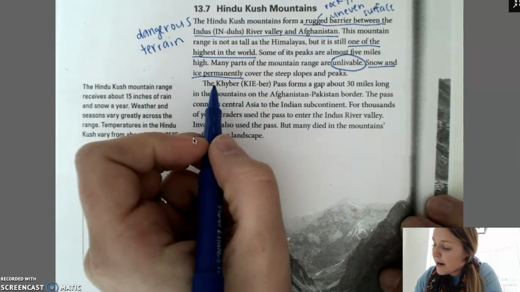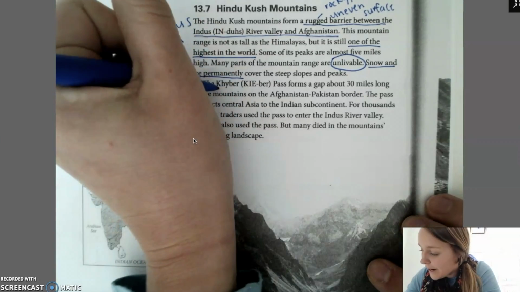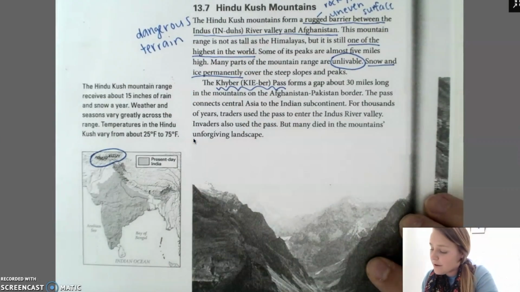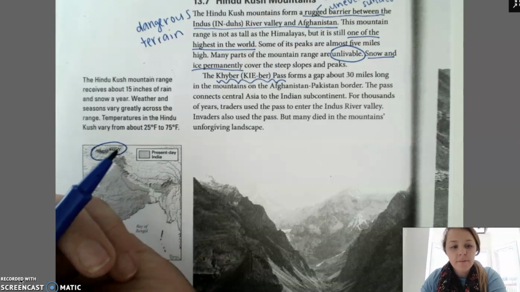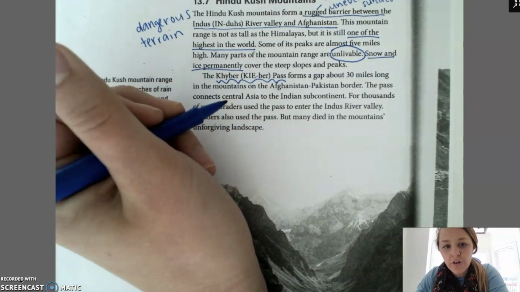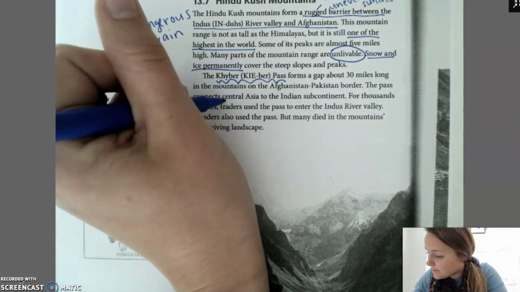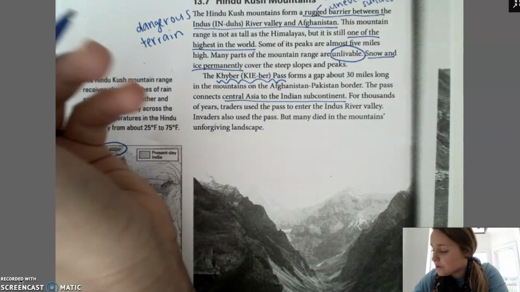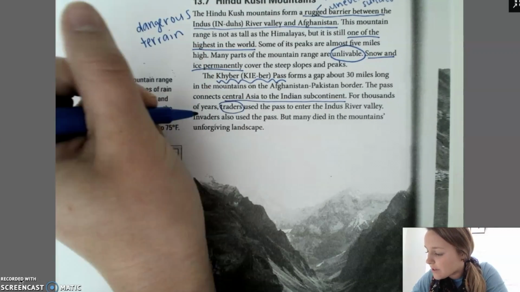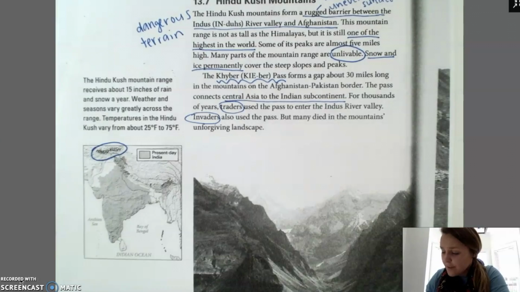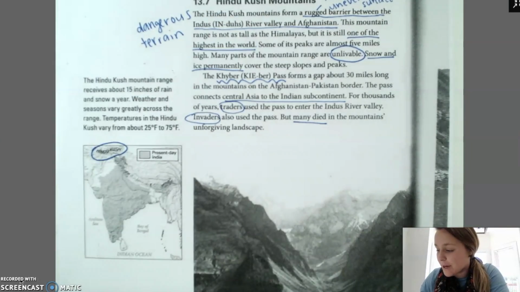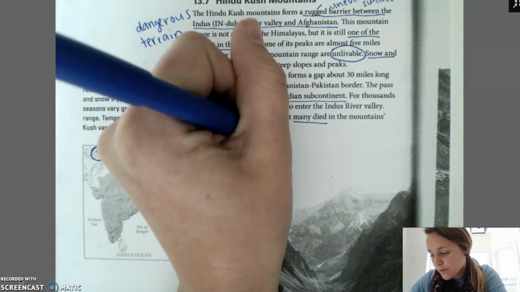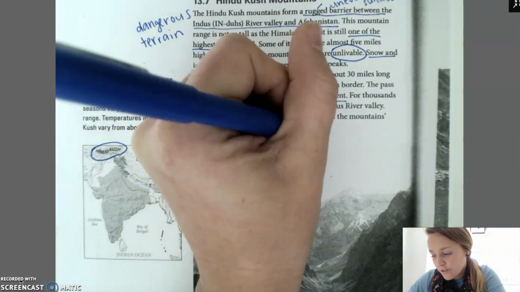Now in the second paragraph, we learn about the Khyber Pass, which forms a gap in the mountain range, and it connects Central Asia to the Indian subcontinent. We learned that this pass was used by traders as well as invaders, but that many died in the mountain's unforgiving landscape. So we know there's dangerous terrain and that it's also difficult to travel.